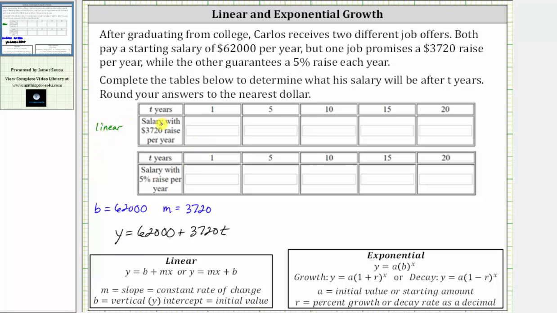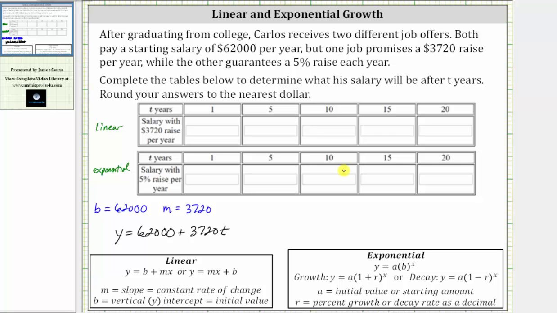The second table, where the salary increases by 5% per year, is exponential growth. And now let's write the exponential equation, which will be in the form y equals a times b to the power of x. And because we have growth, the base b is equal to 1 plus r, where r is the percent growth as a decimal, and a is the initial or starting amount. So notice how for the exponential equation, a is the initial or starting amount, and for the linear growth, b is the initial or starting amount.